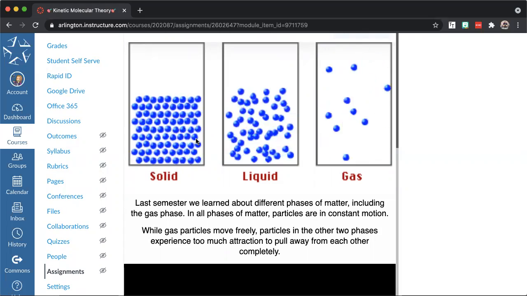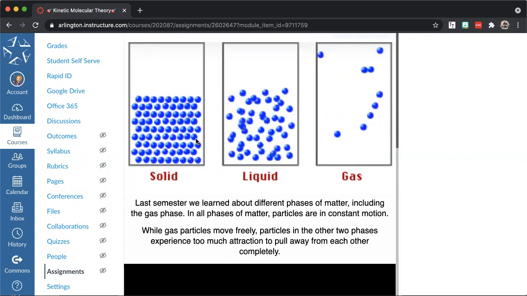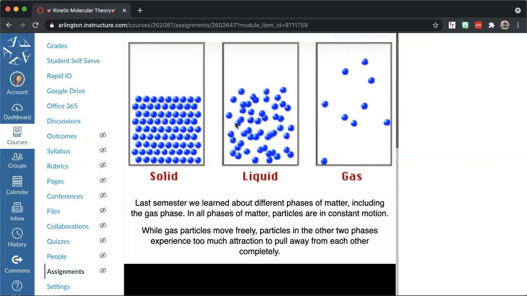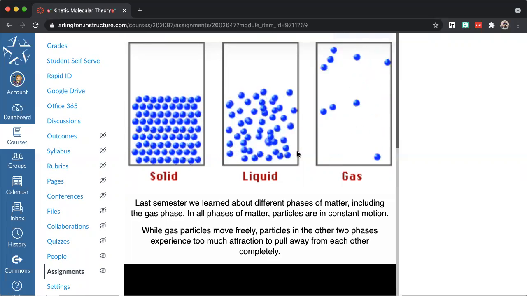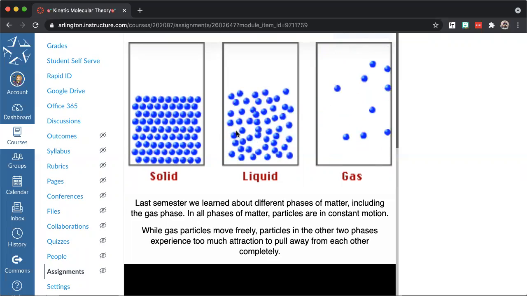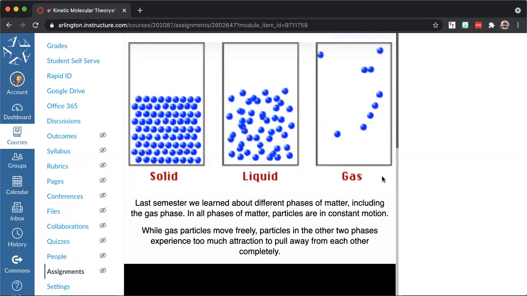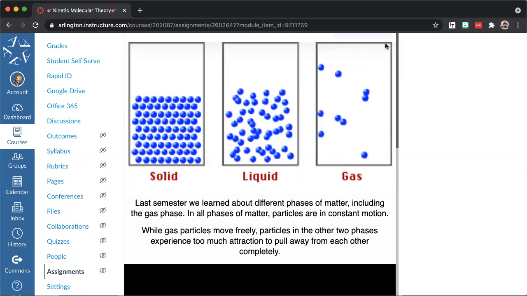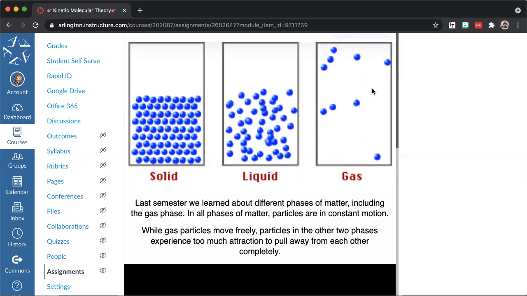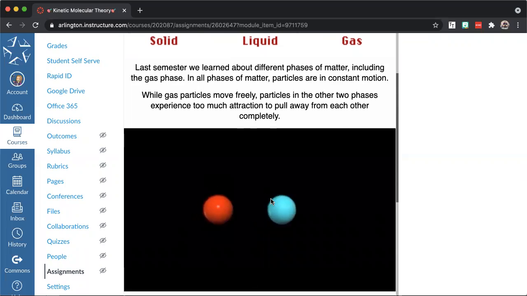Solids are really close to each other, so they just kind of vibrate in place because they're so close that they're attracted to each other and they're in that kind of grid-like pattern usually. And liquids, they're a little bit further apart than the solids, but they're still close enough that they have some attraction, and so they don't really move apart from each other. Gases, though, they're so far apart that they don't have those attractions, and so that's why they move in straight line motions until they collide with another particle or the wall of the container, and then they just kind of bounce off, which is what you see here, okay?